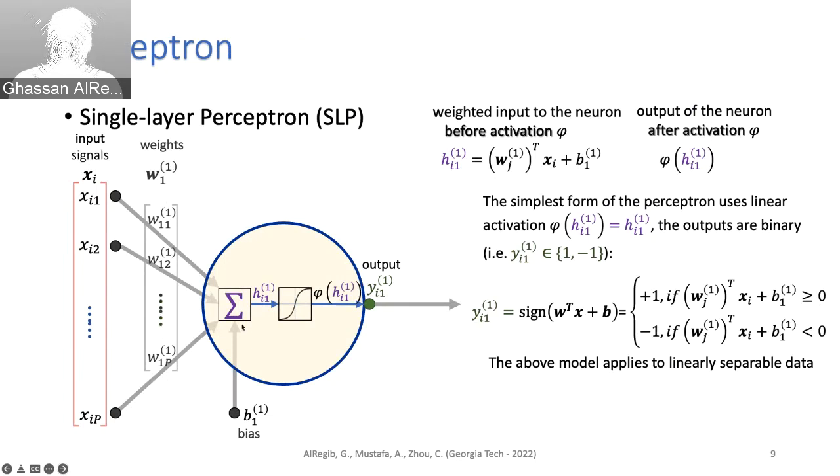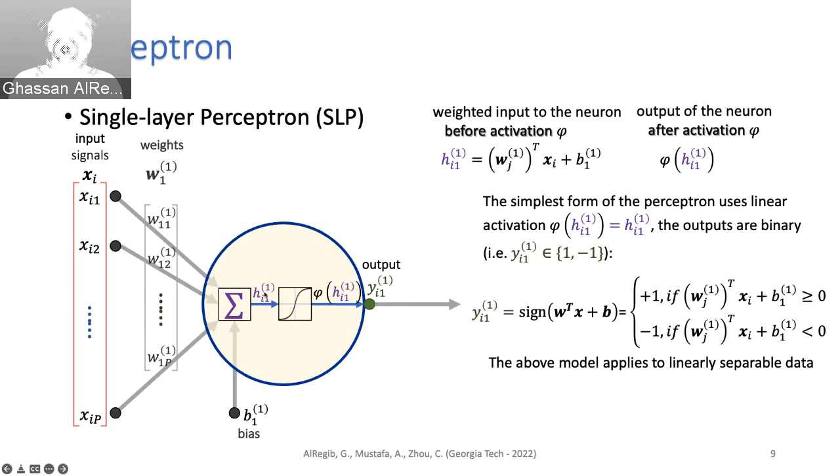And then we add a bias, and then the output from this linear function, we denoted this as h sub i1. So this is h sub i, meaning this is really the output for the input x_i, that's the ith sample. And then I have the subscript 1, that's basically the first neuron.